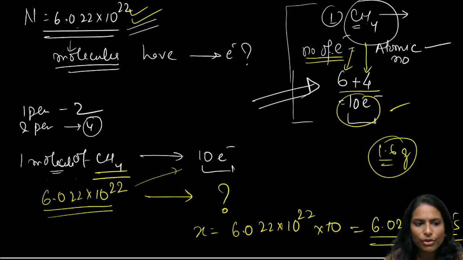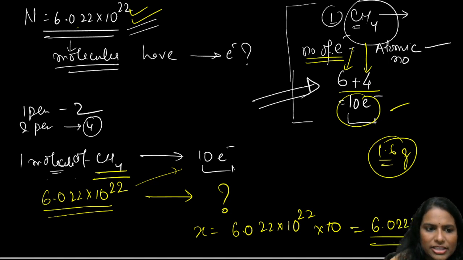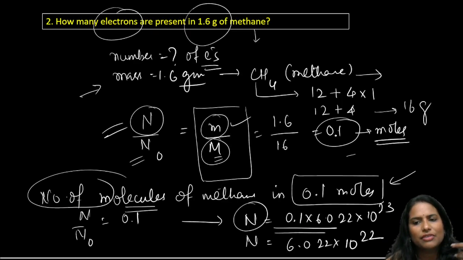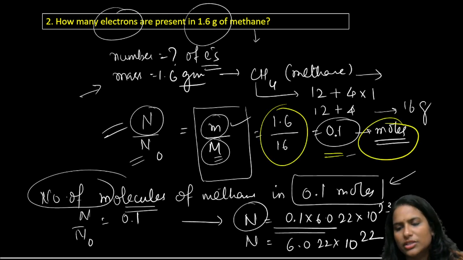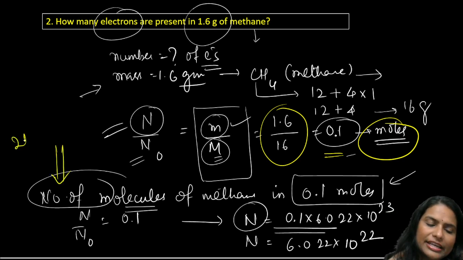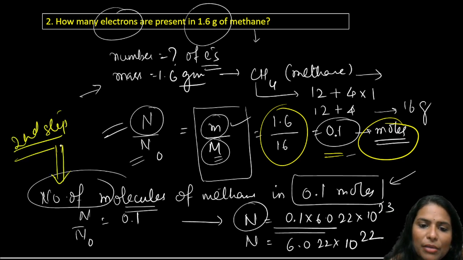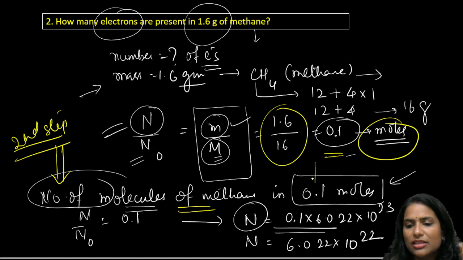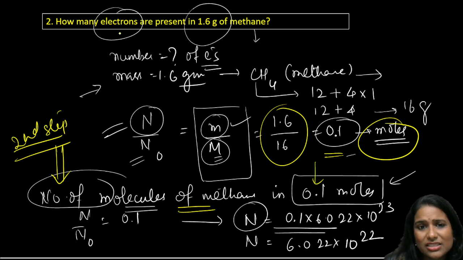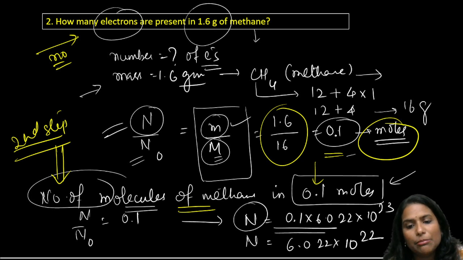Is it clear to everyone? Just kindly check this. Let me just revise the steps. Here first we have calculated the number of moles, 0.1 moles has come. Then, in the second step, we calculated the number of molecules of methane in this 0.1, because the question is asked in terms of number, no? So we need to get the values in terms of number, right?